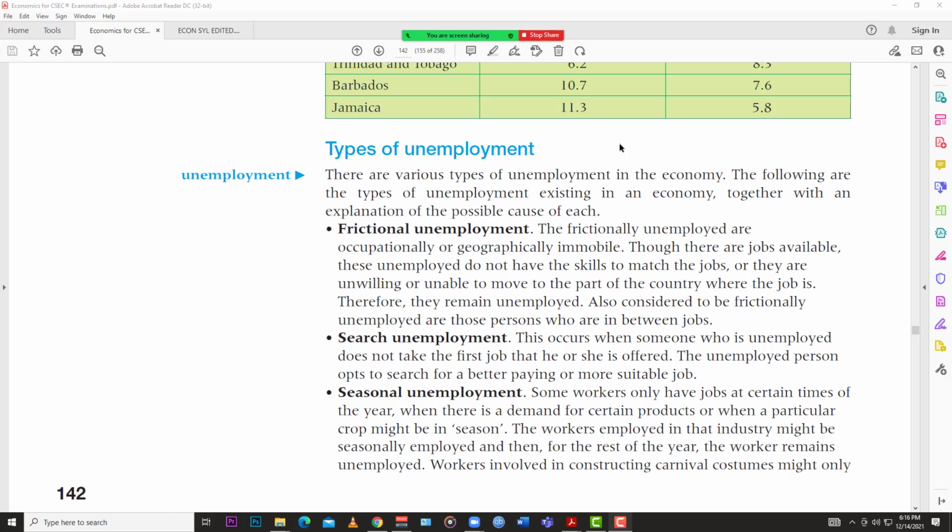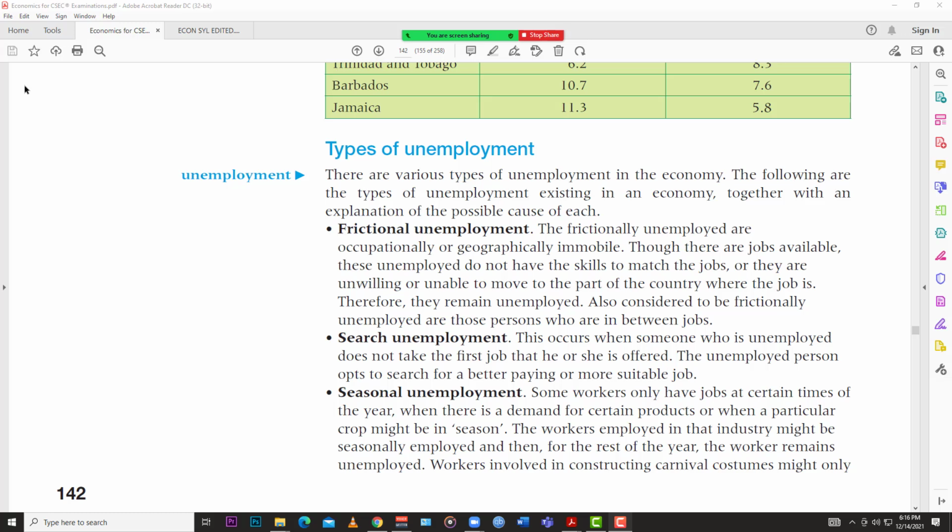Then we have seasonal unemployment. As the name suggests, seasonal. You can even guess what that is. Some workers only have jobs during a particular season, a particular time of year. After that, they're out of a job. For example, when the tourism sector is booming, some persons in hotels and taxis have jobs right there. Tourism is up. But when that season passes, they might get laid off, or have reduced hours. So seasonal unemployment. Your job depends on a certain season.